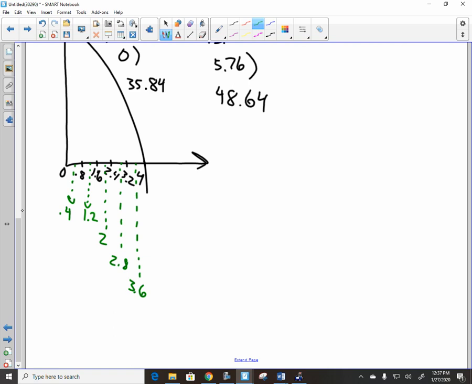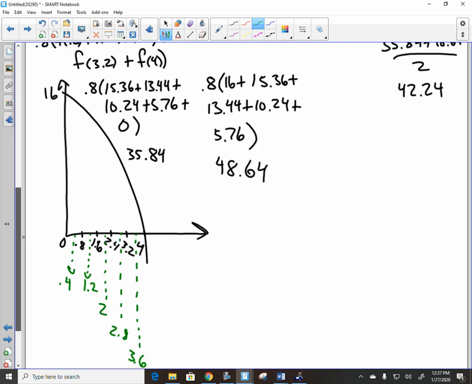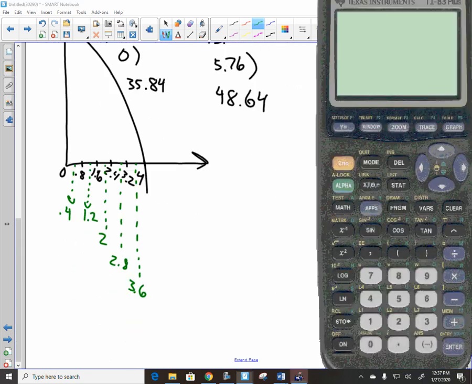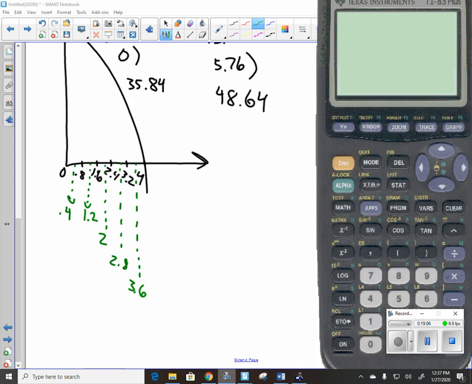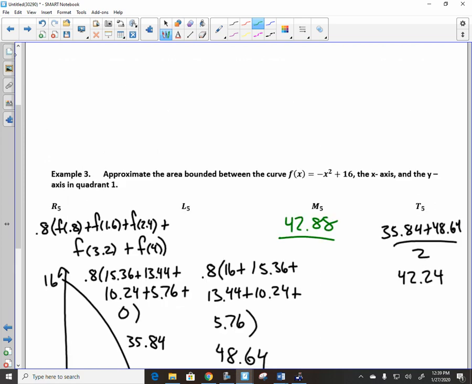Go ahead, type them into your calculator. See if you can come up with your new height. The midpoint is most similar to the trapezoidal sum. Those two are most similar, okay? So you should hopefully come up with something close to that 42 route, okay? Go ahead. Okay, great. So we're getting 42.88. You see that that's much closer to trapezoidal than it is to the left or the right hand.